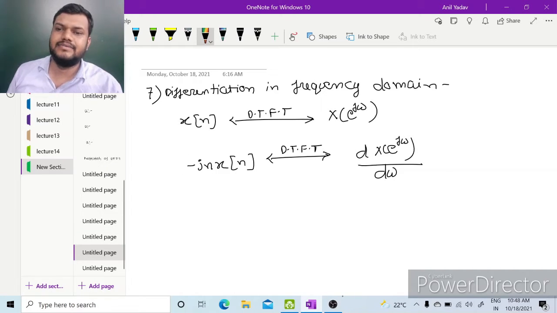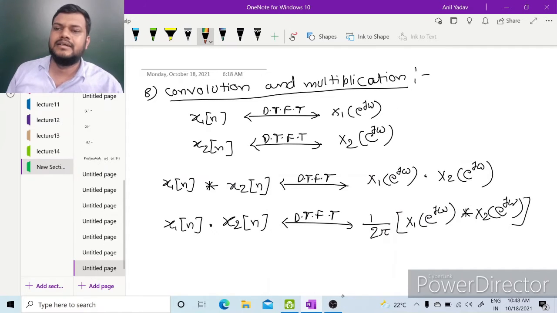Next is differentiation in frequency domain. So if x[n] has DTFT X(e^jω), then −jn x[n] will have DTFT dX(e^jω)/dω.